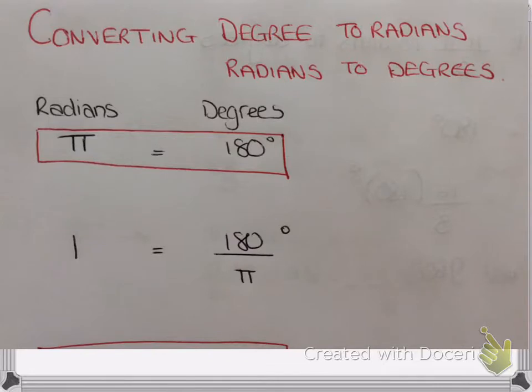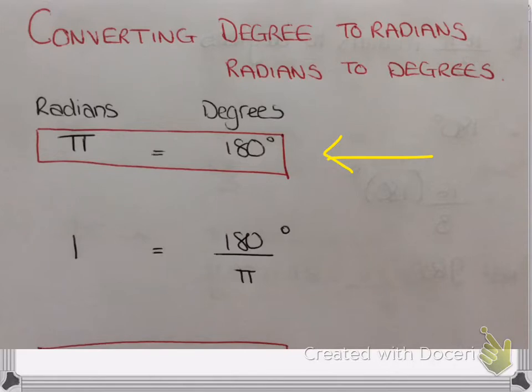Okay, so first off, pi radians is equivalent to 180 degrees. Okay, so that's a given. So that's why I've put that in a box. Alright, so make sure you have it in a box. Pi radians is equivalent to 180 degrees.